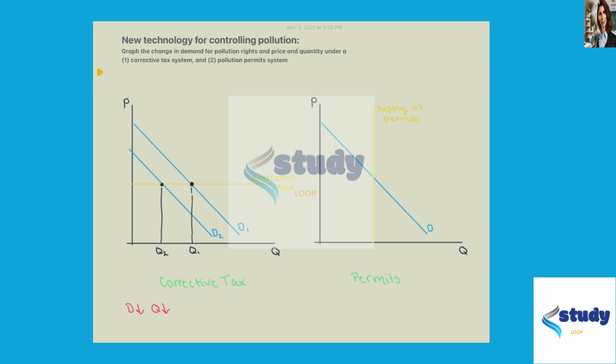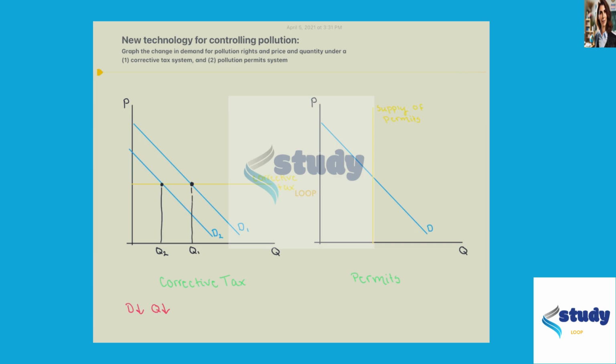And that happens because all of a sudden it's much cheaper and easier, as a result of this technology, to control for pollution. Now, let's move on to this permit side over here. Supposing, again, that this new technology has occurred, what's going to happen to the demand? Well, it's going to be the same effect as in this last example with the corrective tax.